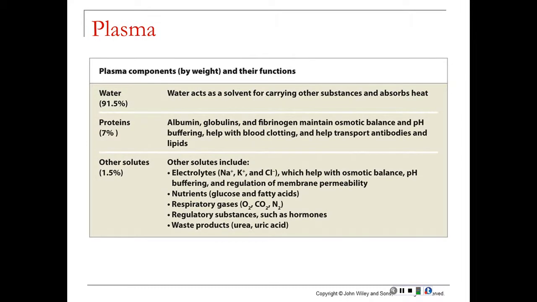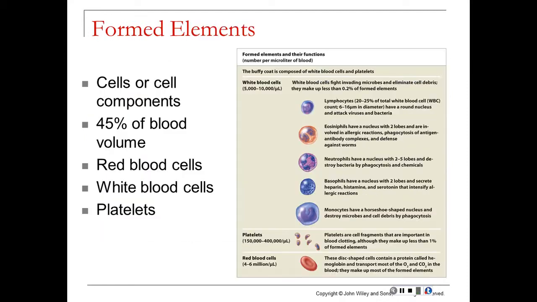Some of the nutrients include glucose and fatty acids coming to and from tissues for metabolic purposes. Some gases, such as oxygen, carbon dioxide, and nitrogen, are dissolved within our blood. There's also regulatory substances like hormones, which can be bound to transport proteins or free-floating. And then waste products like urea and uric acid, which come from the breakdown of proteins.